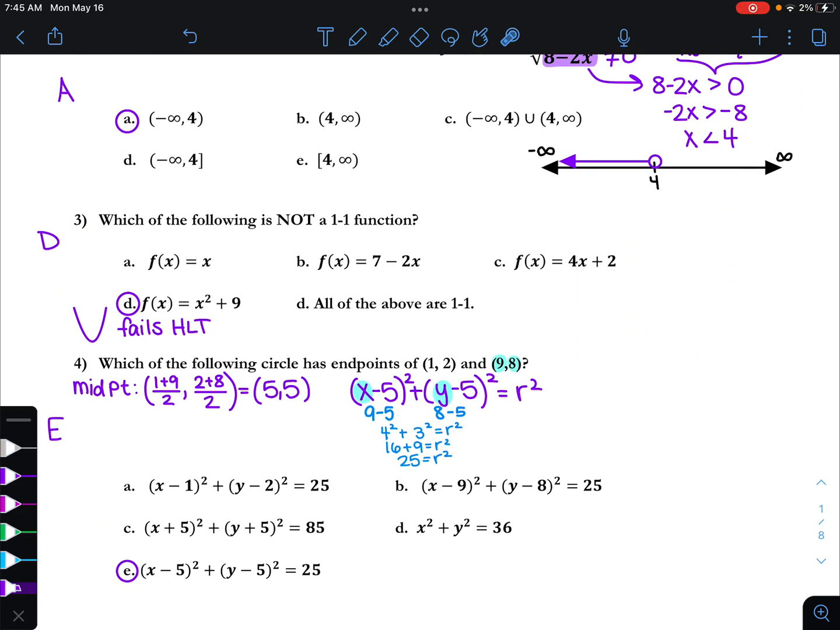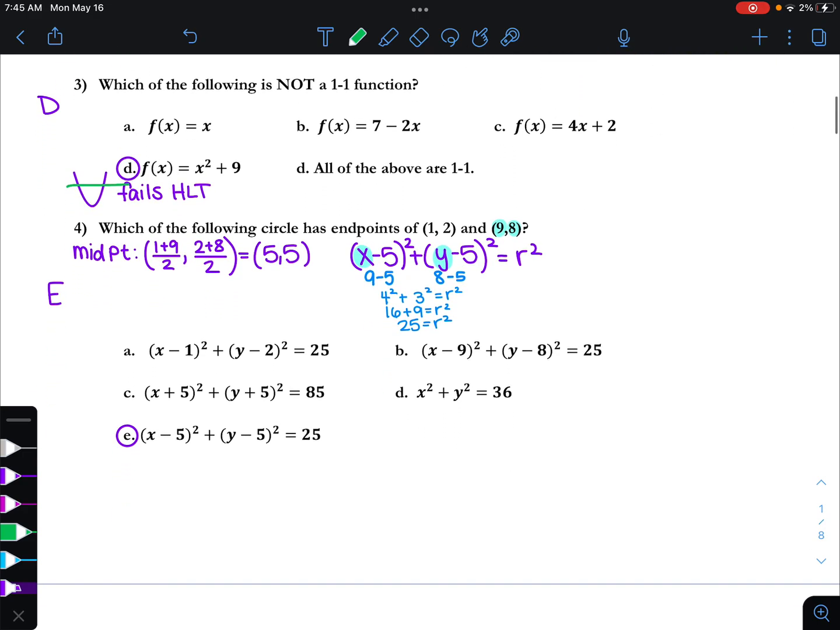One-to-one functions have to pass the horizontal line test. Quadratics fail the horizontal line test because of that U shape. If you drew a horizontal line, it would intersect it twice. So D is not a one-to-one.